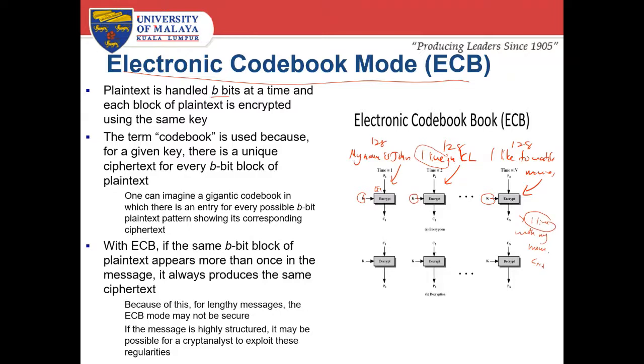Let's say this is block Cn plus 1. It will produce the same ciphertext. Why? Because you use the same key and you have the same pattern here, "I live" and "I live." Maybe "in KL" and "with my mom" are not the same, but "I live" actually is the same. So let's say this is 64 bits: the first 64 bits of block number 2 and the first 64 bits of block Cn plus 1 will produce the same ciphertext, using the same key and the same plaintext.